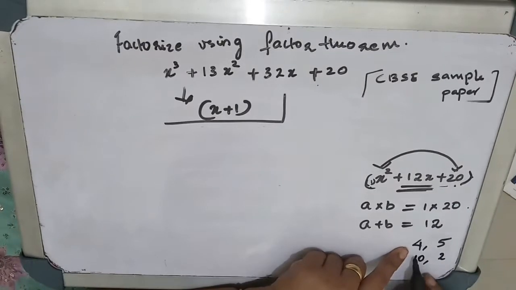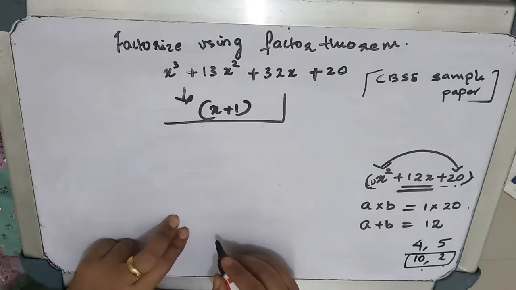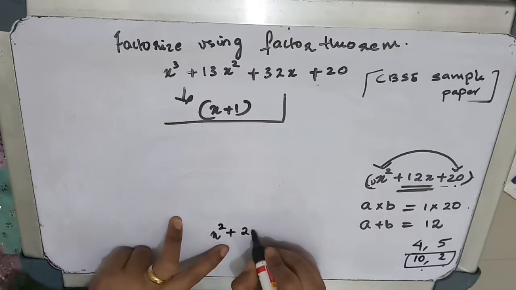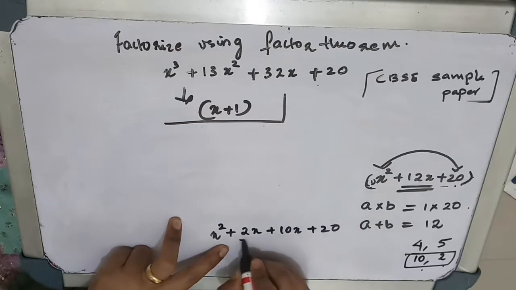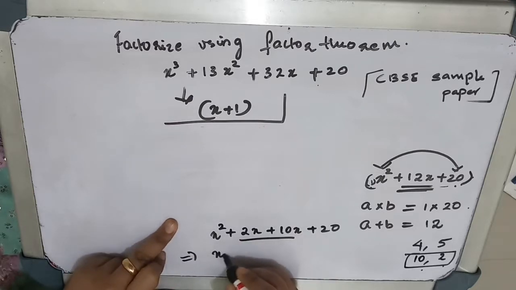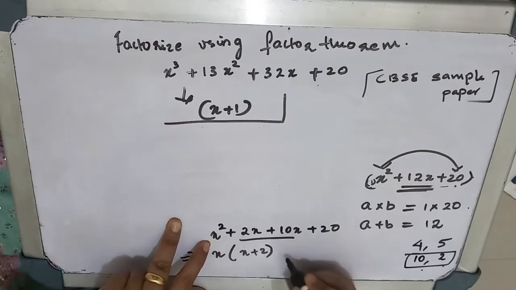Okay, so in order to obtain a sum of 12, we have to select these two values. So let us split up the middle term into 2. We have written 12x as 2x plus 10x. Taking common, x is taken common from the first two terms. We have x plus 2 remaining.